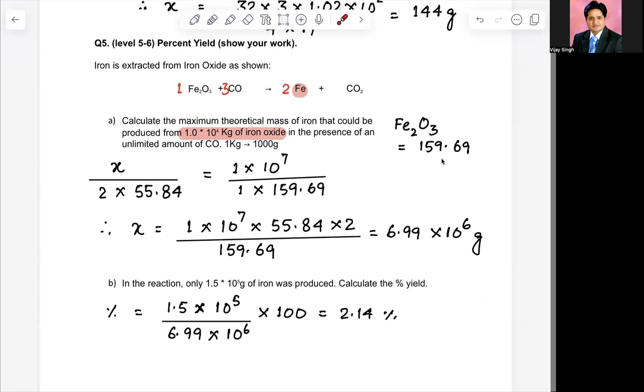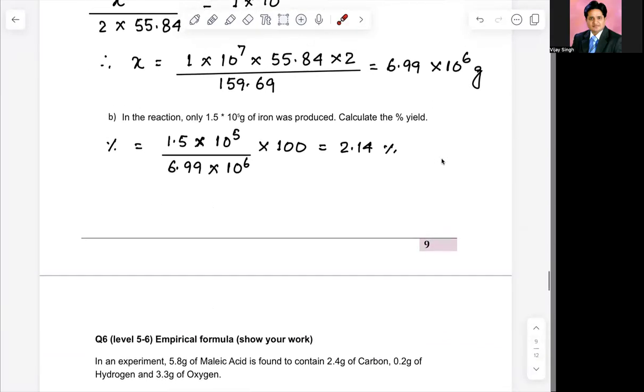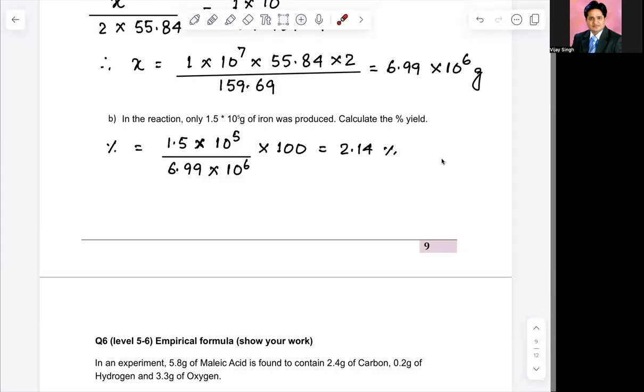Now in the reaction, only 1.5 times 10 raised to the power 5 grams of iron was produced. Calculate the percentage yield. So your actual yield is 1.5 times 10 raised to the power 5. So 1.5 times 10 raised to the power 5 divided by the theoretical, multiplied by 100, and that gives you 2.14%.